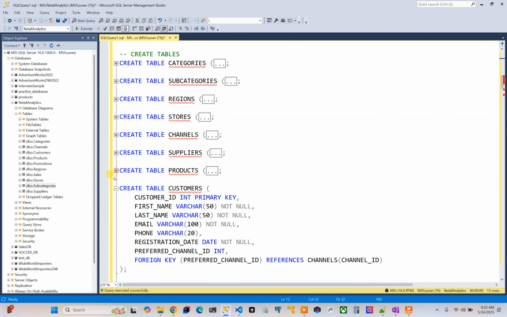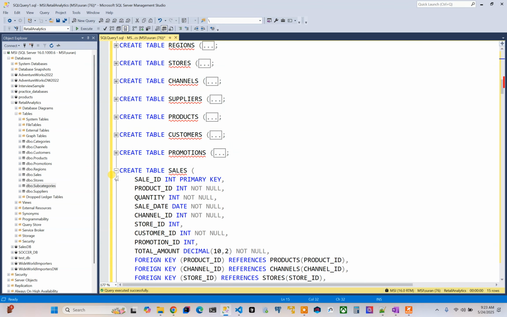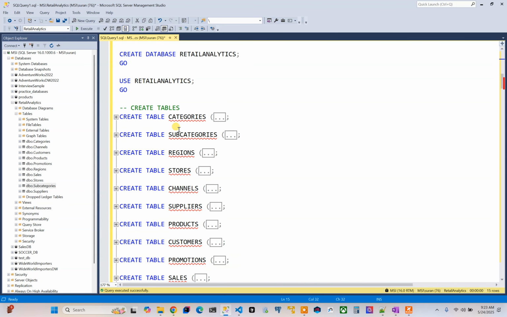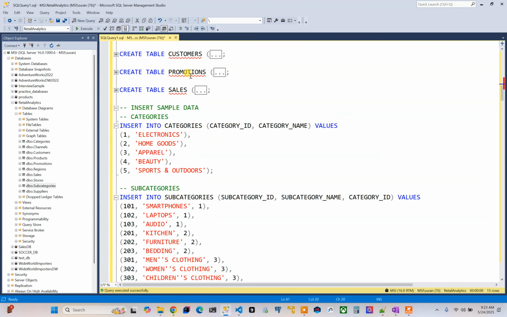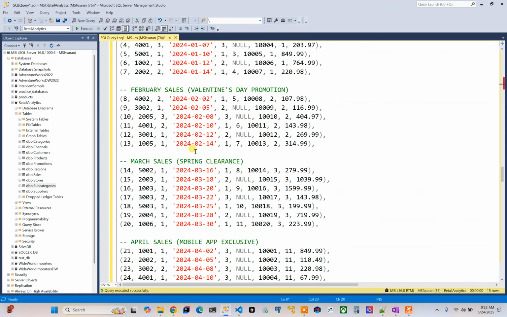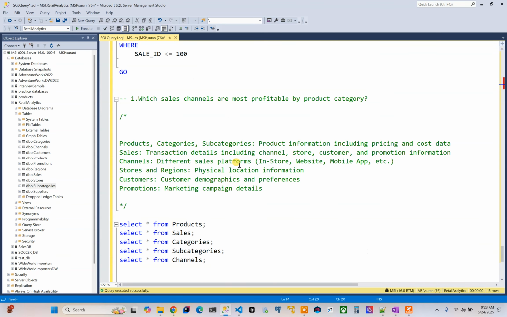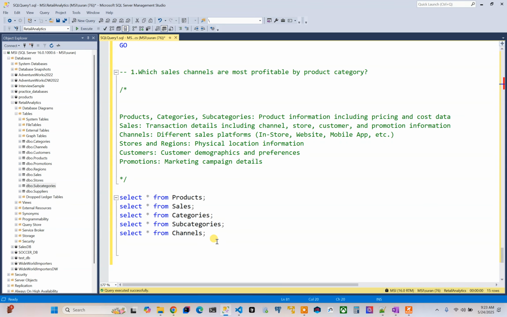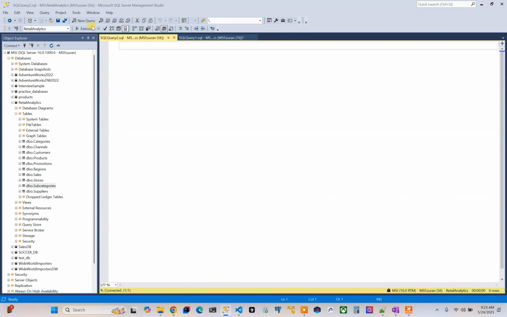So this data I will give to you, but we need to understand these different tables: category, subcategory, region, store, channels, suppliers, customers, promotions. Let us go back to the main business question. In order to address the first question, which sales channels are most profitable, we will require these five tables to be checked thoroughly. So let us check the top 10 products.